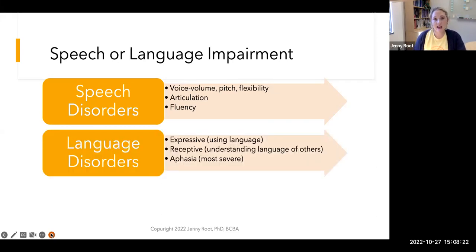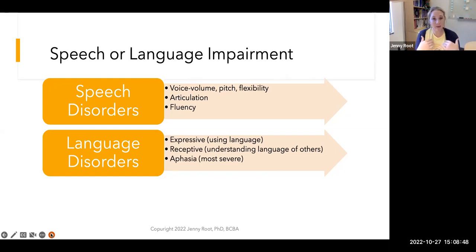Language disorders then can be seen as expressive. So their ability to use language to communicate their thoughts. In a classroom setting, this would be their ability to show what they know. So you may have individuals that you've experienced where if you give them a task, they can do it and demonstrate their learning that way. But if you ask them to explain why or what they did, they may have more difficulty.